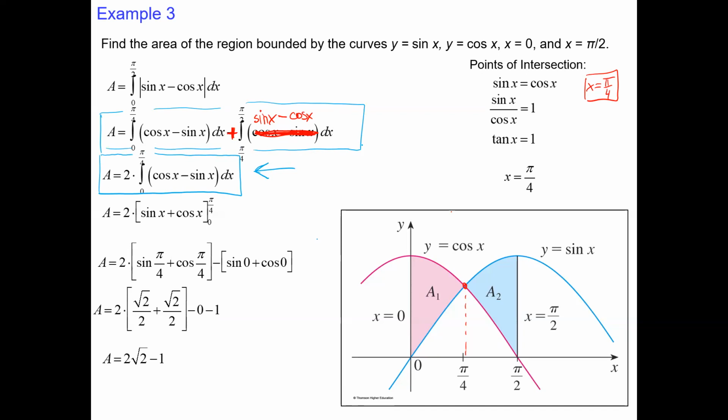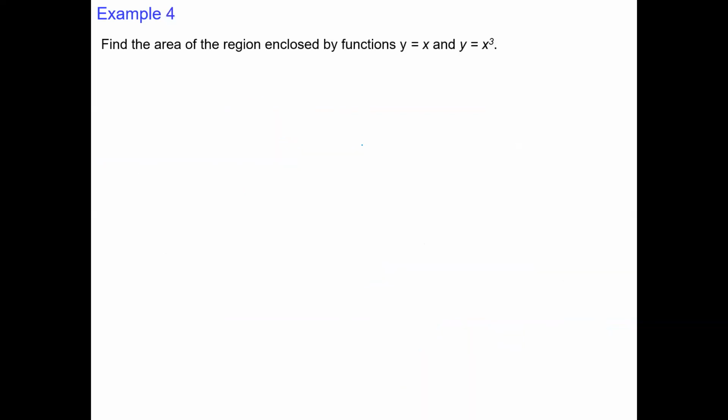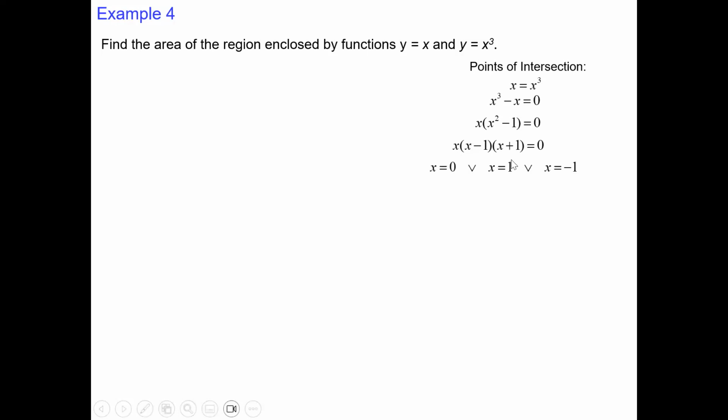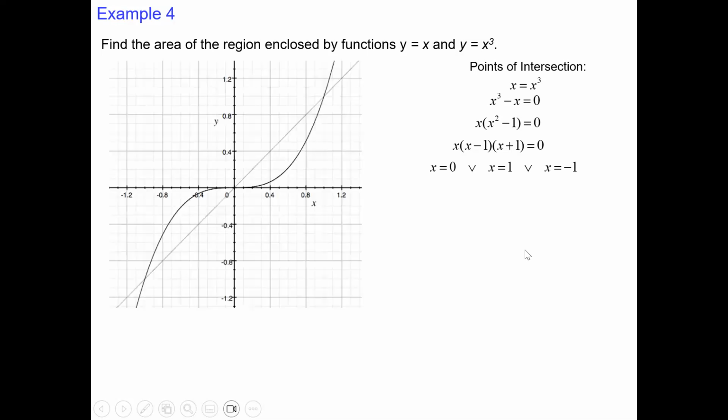Okay, excellent. Example number 4. Find the area of the region enclosed by the functions x and x cubed. Oh, so nice and simple. But let's think. We do not have any limits a and b, no subinterval. Let's find the points of intersection. x equals x cubed. Let's move everything to one side, factor out, and then use the zero product property. In order for this product to be zero, x must be zero, or one, or negative one.